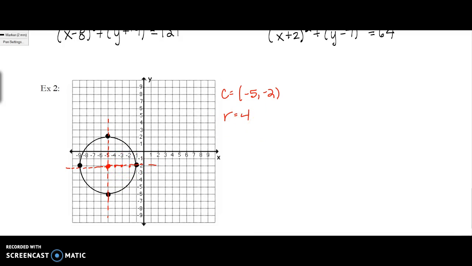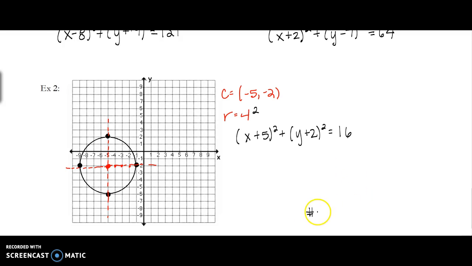So now we have everything that we had in the first 2 problems. So we would say x minus -5 squared, so remember it turns positive, plus y minus -2 squared equals 4 squared, which is 16.